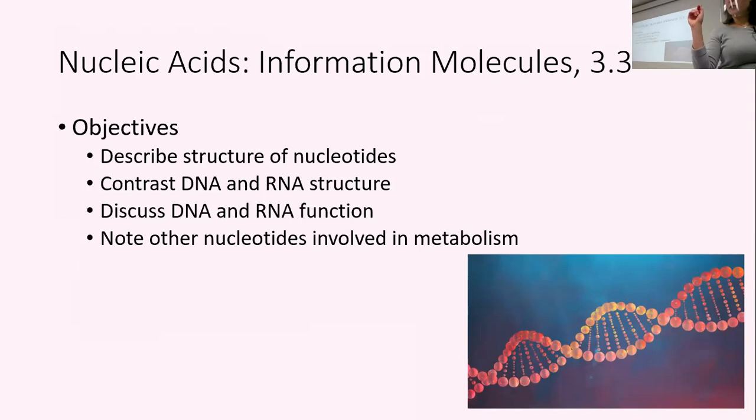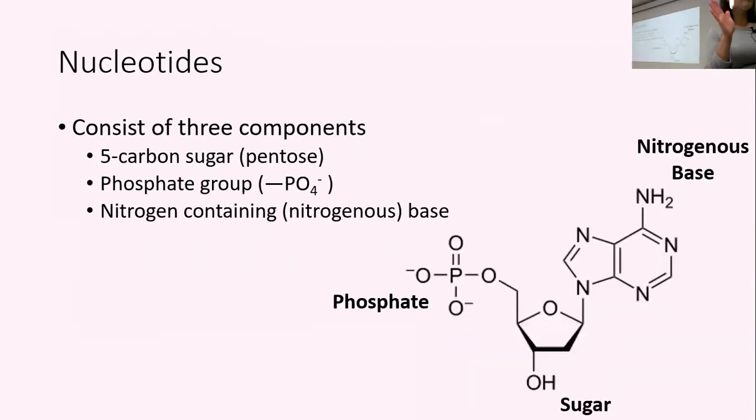And then we'll talk about a few other nucleotides that we'll tack on that do a couple of other things. So nucleotides, right? This is in our monomer-polymer list. We had monomers and polymers: monosaccharides, polysaccharides, nucleotides, polynucleotides. So we're making our little list here.